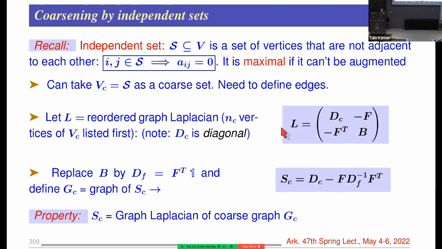And then you define the coarse graph in this way. You have the Schur complement, but you replace this B by a diagonal, which is essentially the row sums of A transpose. Okay, so that's one way. What you could show easily is that the graph Laplacian SC is the graph Laplacian of the graph GC.